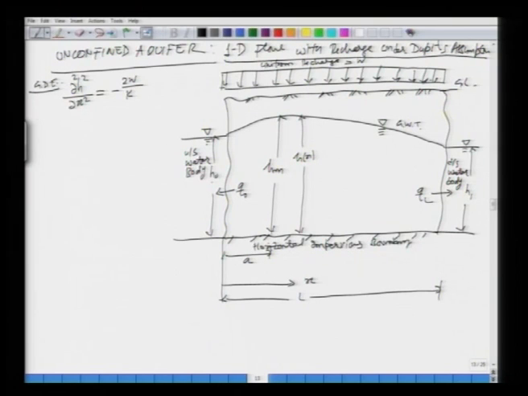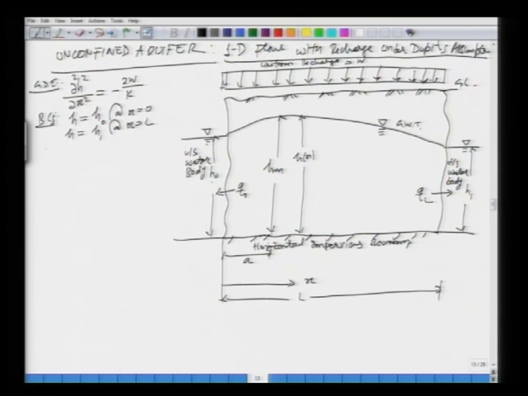Similarly, what are the boundary conditions? Well, h is equal to h naught at x is equal to 0. The conditions are same in fact like earlier, the differential equation is different. This is at x is equal to L. So, at x is equal to L, the hydraulic head is H1, at 0 it is H naught.